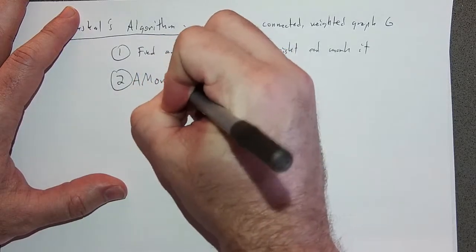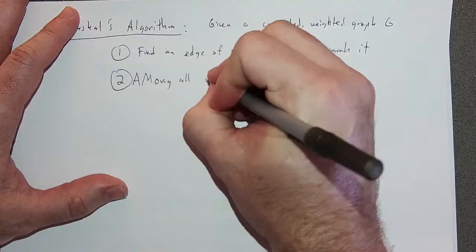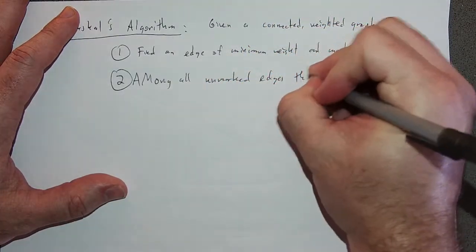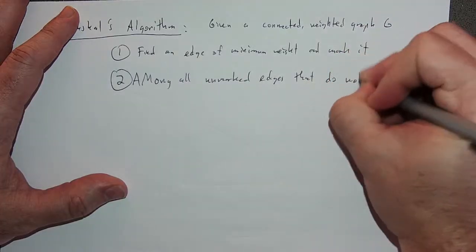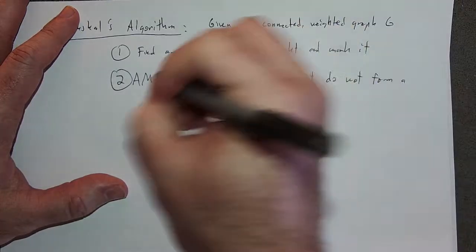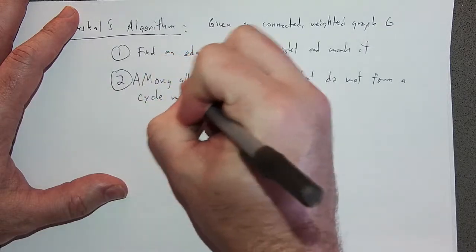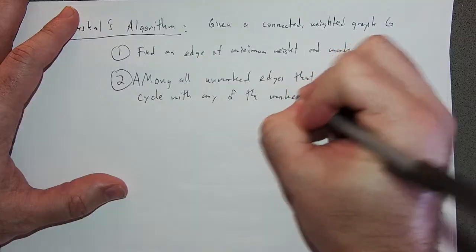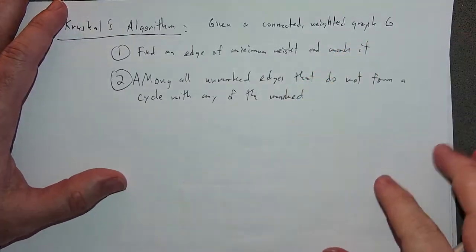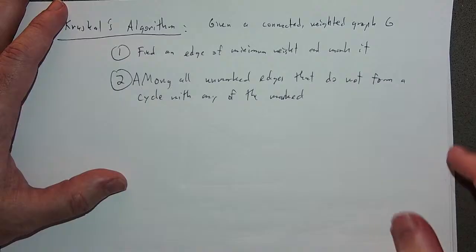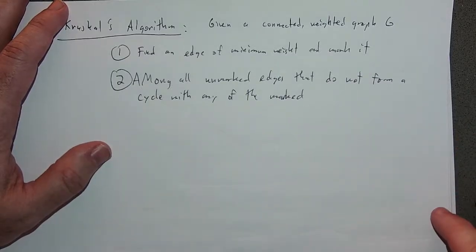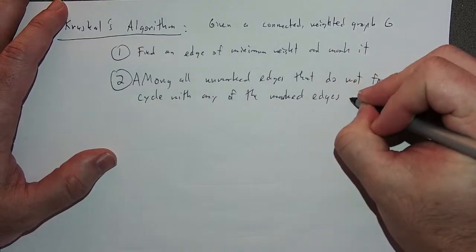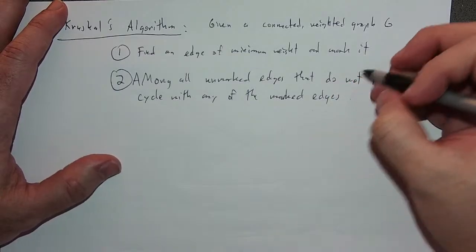So, among all unmarked edges that do not form a cycle with any of the marked edges. So basically, you're making sure that the next edge you mark does not complete a cycle. That's what you're doing here. Among all the unmarked edges that do not form a cycle with any of the marked edges, find an edge of minimum weight and mark it.